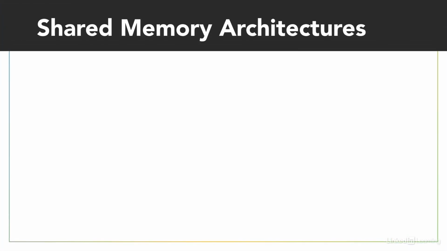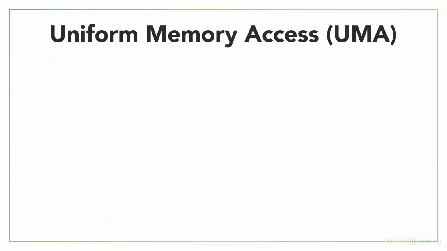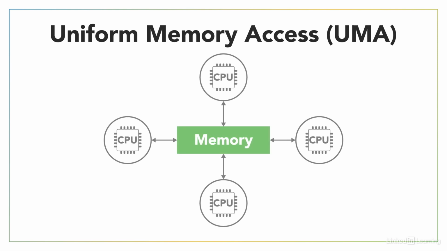Shared memory is often classified into one of two categories: uniform memory access and non-uniform memory access, which are based on how the processors are connected to memory and how quickly they can access it. In a uniform memory access, or UMA system, all of the processors have equal access to the memory, meaning they can access it equally fast. There are several types of UMA architectures, but the most common is a symmetric multiprocessing system, or SMP.